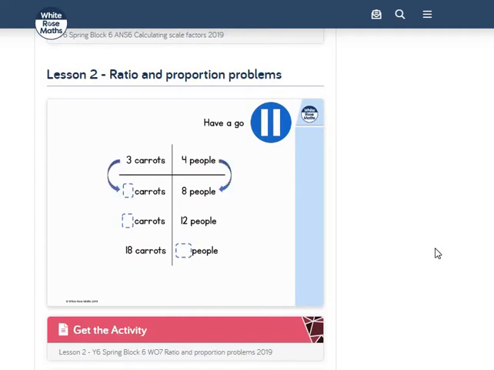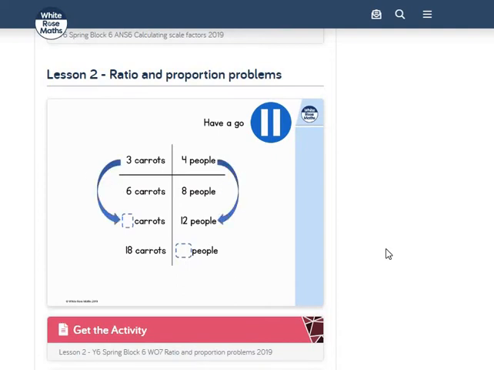How did you get on? Let's look at the first one. If 3 carrots serves 4 people, how many carrots will be needed to serve 8 people? Well, hopefully you saw that was twice as much. So 6 carrots would serve 8 people.